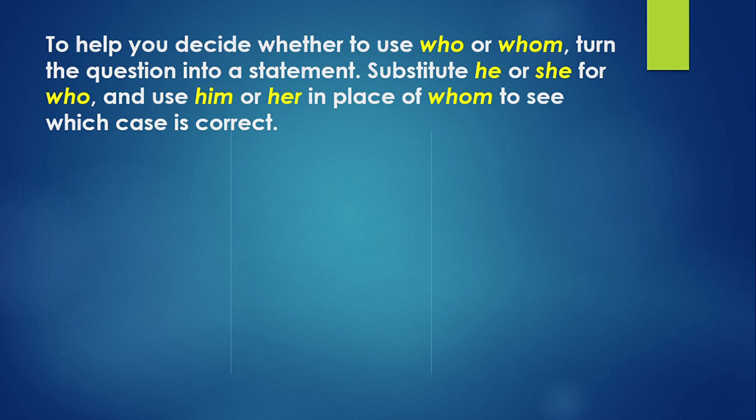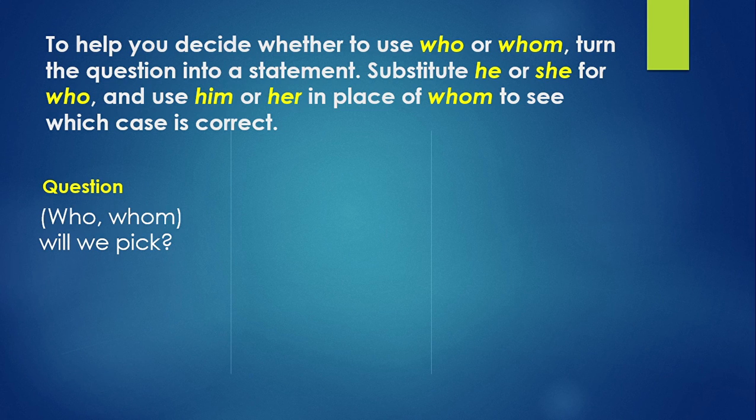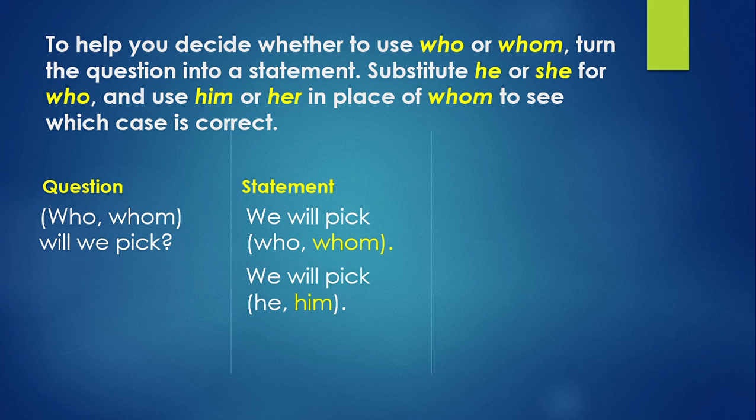Now, to help you decide whether to use who or whom, turn the question into a statement. Substitute he or she for who and use him or her in place of whom to see which case is correct. So he or she for who is nominative, him or her for whom is objective. Here's the question. Who or whom will we pick? We will pick whom. Do you see how we turn it into a statement? So we will pick who or we will pick whom? We will pick whom. We will pick him.